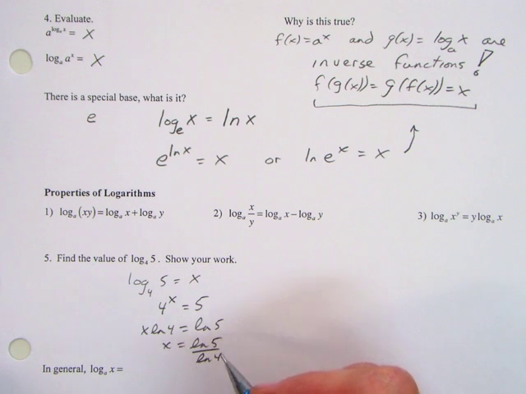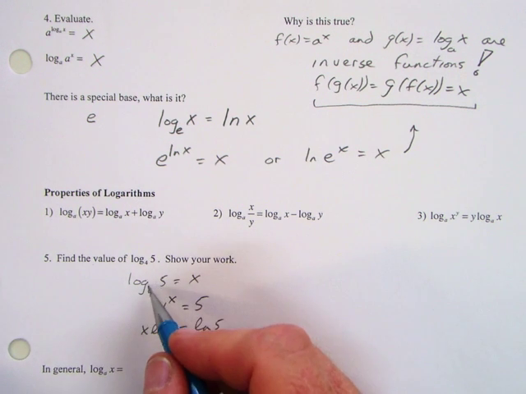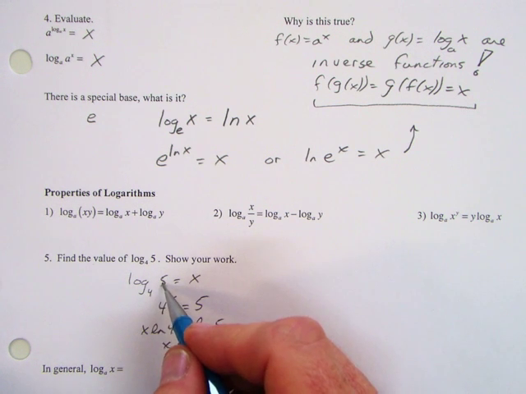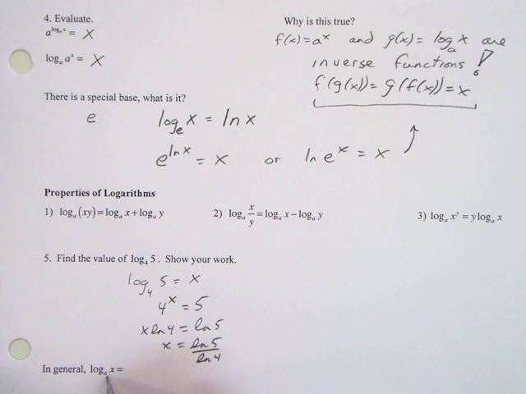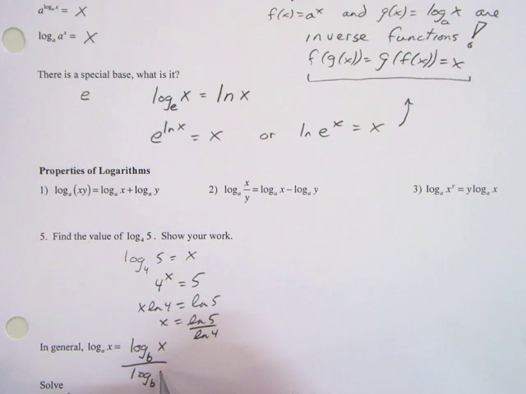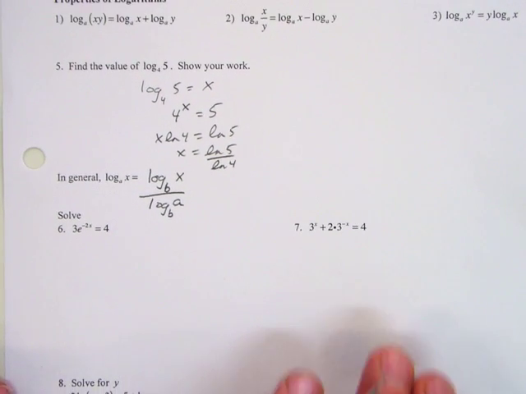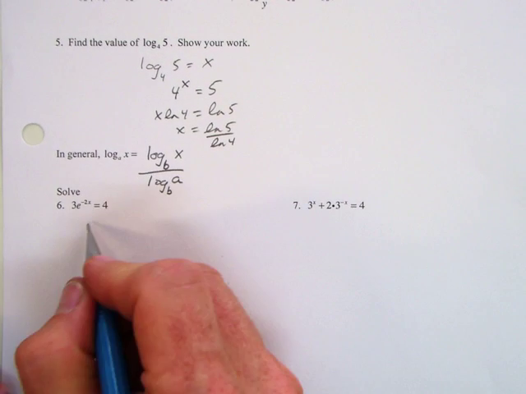In general, if we apply this and think of this as a here and an x there, we can apply this change of base, which will be log base, I'm going to call it b, for any base as long as it's positive and not 0, of x over log base b of a. Let's use this to solve some problems.